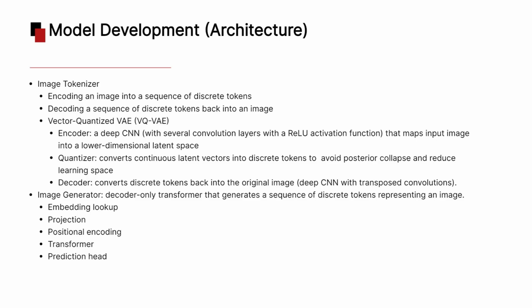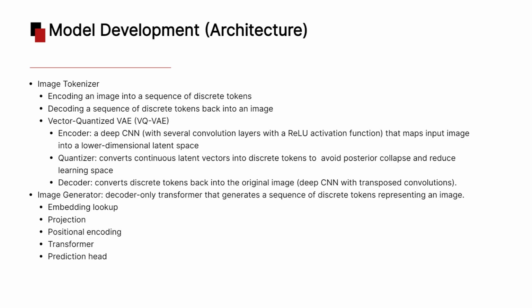A. Encoder, built with a deep CNN, typically 6 to 12 convolutional layers. It uses stride greater than 1 in early layers to aggressively downsample the spatial dimensions, mapping a 1024 by 1024 image to something like 32 by 32 latent feature maps. ReLU activations after each convolution introduce nonlinearity, enabling the network to model complex spatial features. The output is a dense continuous latent representation, ZE of X, that captures high-level semantics and texture cues.